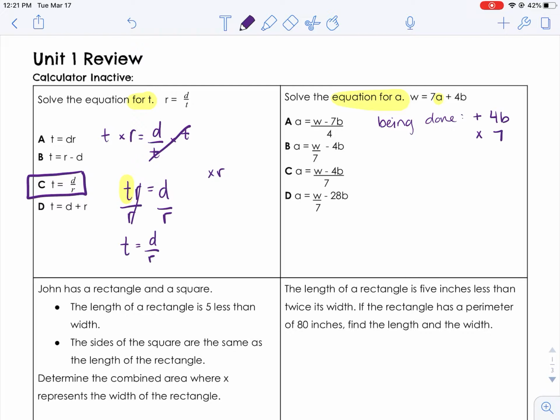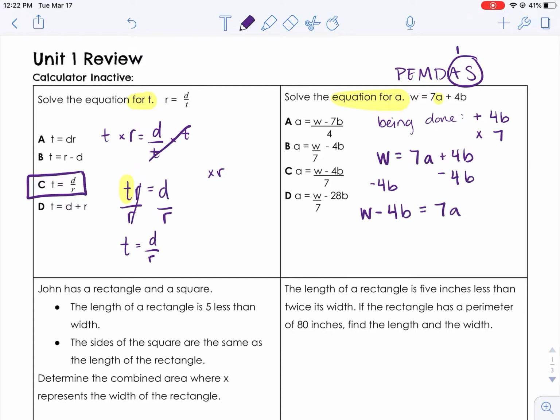Remember, you always want to do reverse PEMDAS, so we're going to add and subtract anything we can first. We're working backwards. So we've got w equals 7a plus 4b. Okay, and we're doing reverse PEMDAS. So we're going to do add and subtract first, right? We're going to subtract 4b on both sides. And w and negative 4b are not like terms, so we cannot combine them. It's just w minus 4b equals 7a.